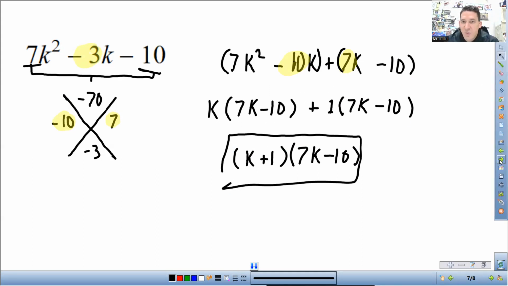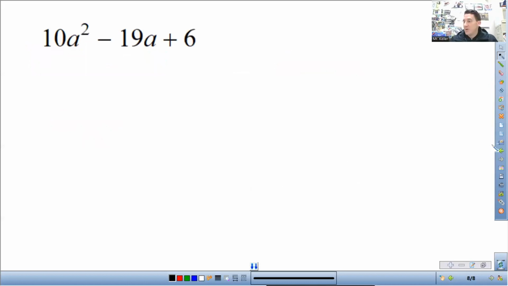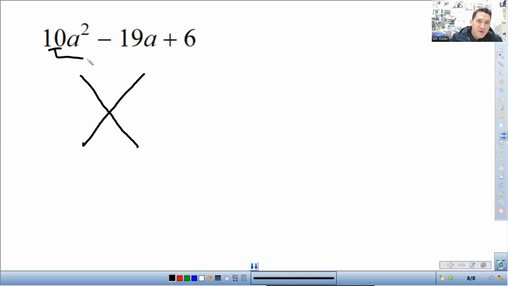All right. So there's a little bit of a shortcut to this. Let's do one more problem and I'll show you the shortcut, if you don't want to do the factor by grouping. So it starts off the same way. You still have to use the x factor. I'm going to multiply the first and last numbers together. So 10 times 6 is 60, negative 19 on the bottom. I've got to think about this one for a minute.